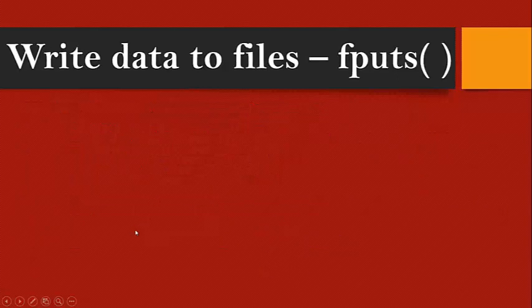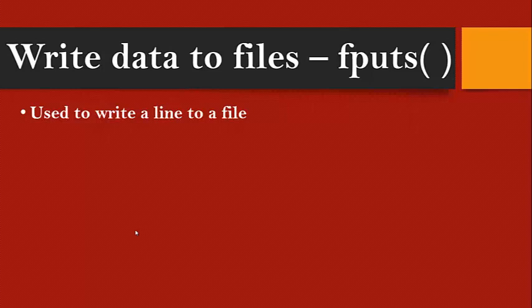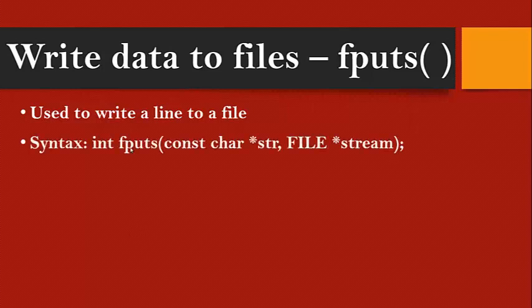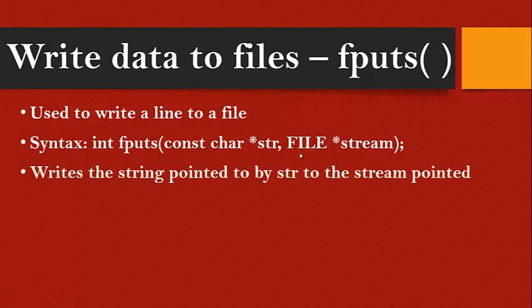Next we are going to see the function fputs. It is going to write a line to a file. This function will write a particular line to a file. If you see the syntax, it returns an integer value, and here we make use of two input arguments. One is the target character array, and the other is the stream to which you are going to write the data. It is going to write the string that has been pointed to by the character array string to the stream pointed to.